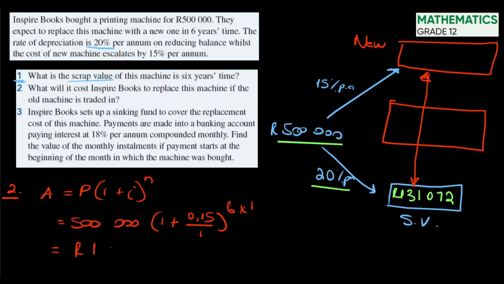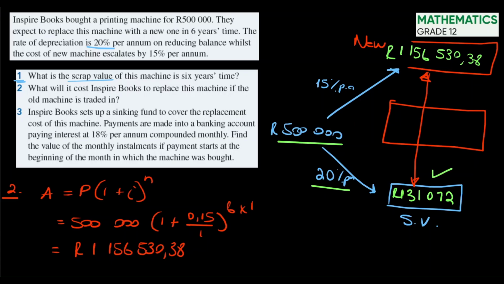It will be 1,156,530.38 on my calculator. That's how expensive this machine will be when it's bought new after 6 years. So this machine will be 1,156,530.38. To get the difference now, it will be what the replacement cost is, because they trade in this old machine, the scrap value, and they subtract what it will be worth.